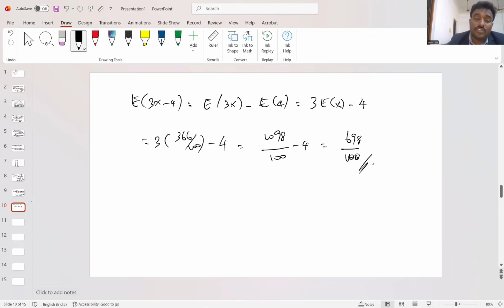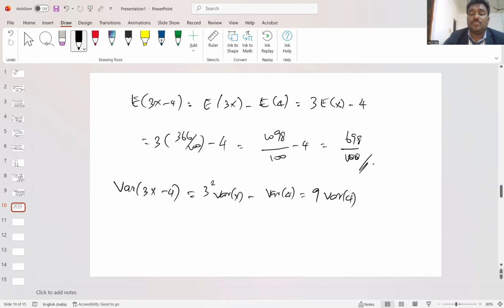And we have the term called variance of 3x minus 4, right? So variance means we have to write it like this. The constant will be squared, so variance of x, minus variance of 4, right? So it is going to be 0. Variance of 4 is 0. For every constant value, the variance is always 0. So this is simply 9 times variance of x. So how to find the variance of x?